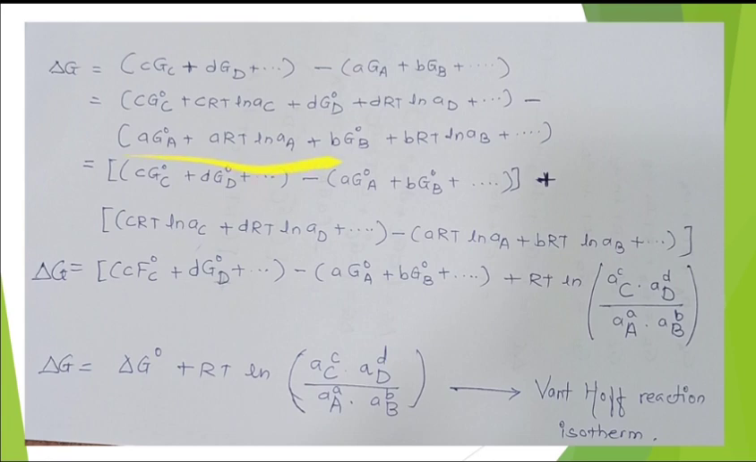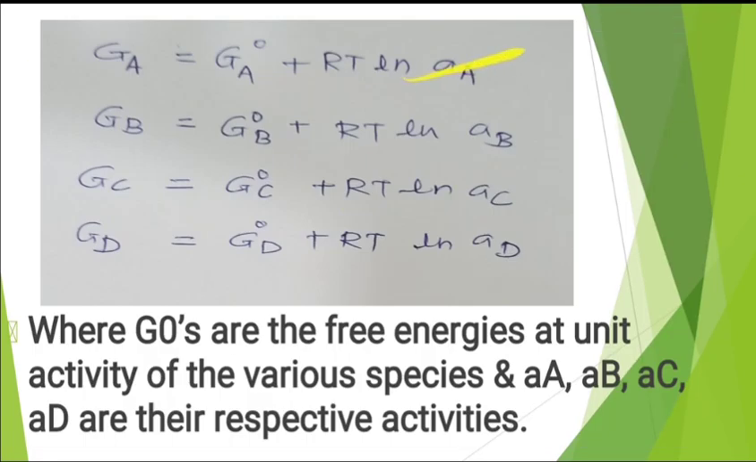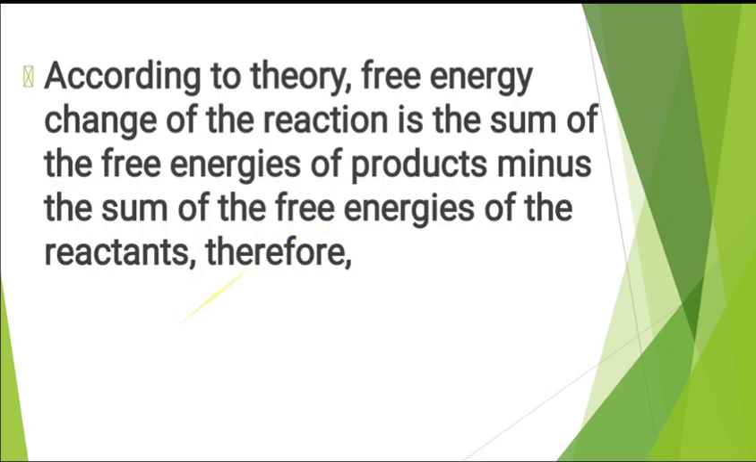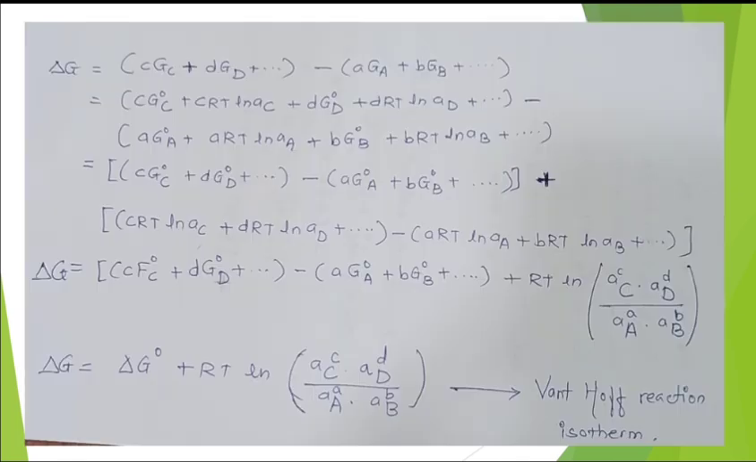Now in the same way you can write the Gibbs energy of the reactants. In place of a into G_A, you can write the value from equation number 1. Just multiply each term: a into G_A is equal to a into G standard A plus a into RT ln of activity of A. Plus, in the same way for B species, b into G standard B plus bRT ln of activity of B. So this is our equation.